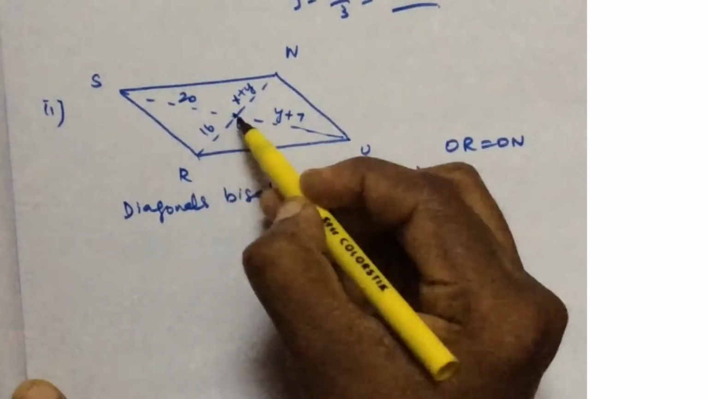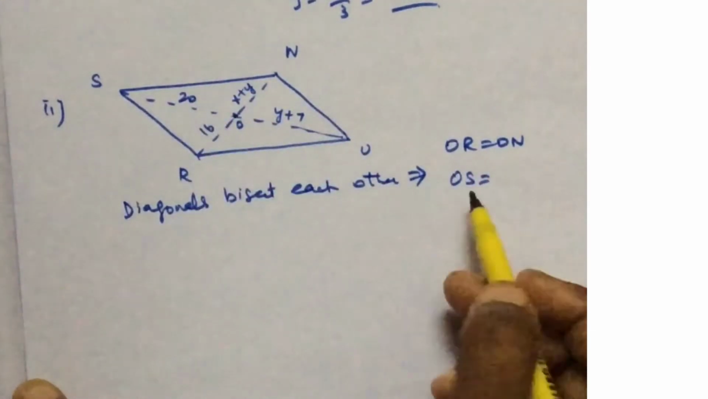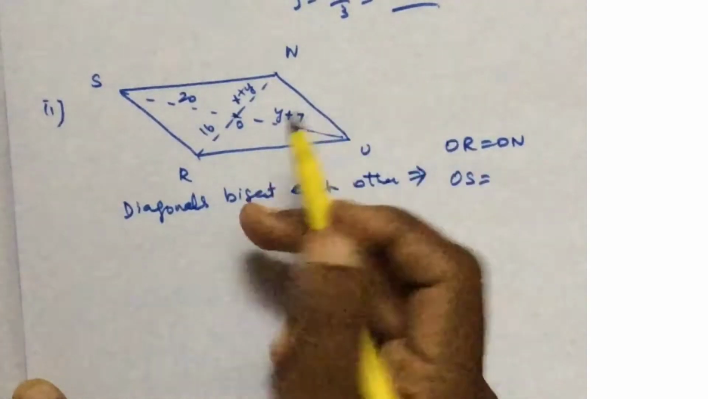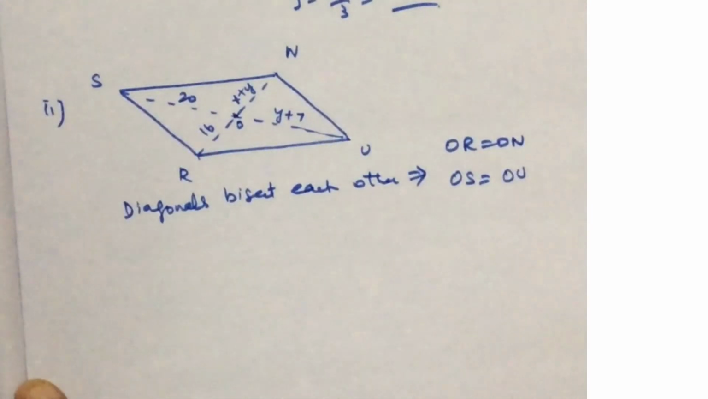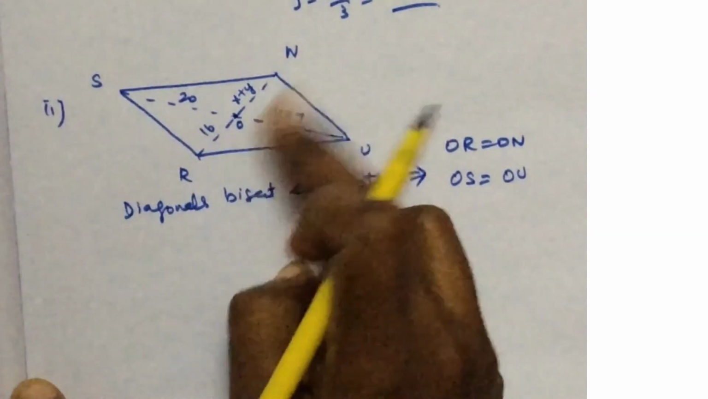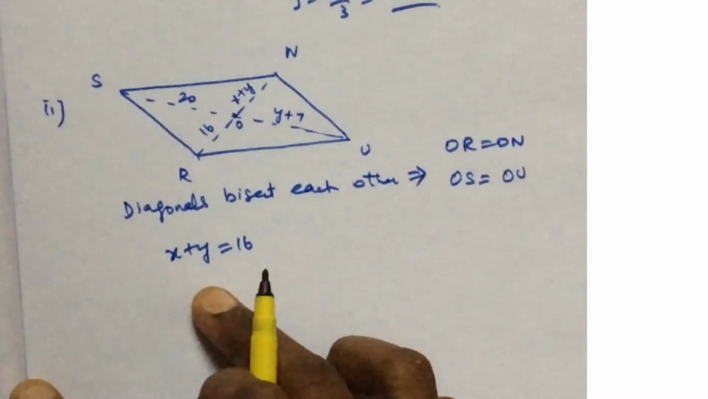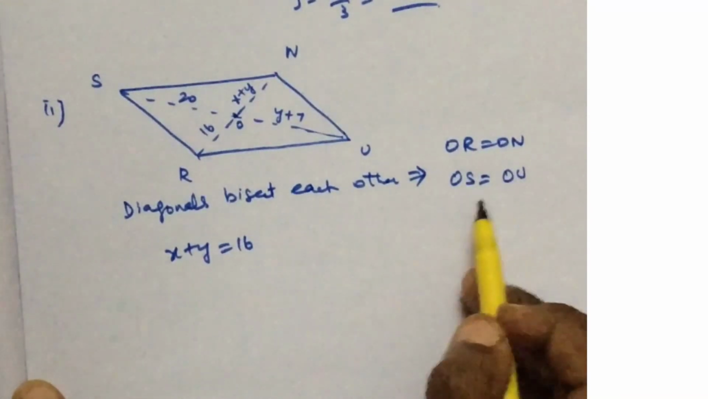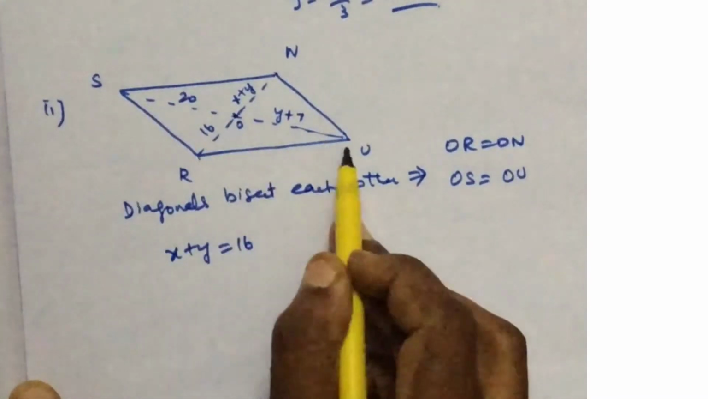This OR and this ON are equal. OS, either you can write SO or OS, anything is fine. OS equal to OU. Now I am going to equate this. OR is 16, ON is x plus y. x plus y is 16 from the first thing. From the second thing, OS equal to OU. What is OS? OS is here, OU is here.